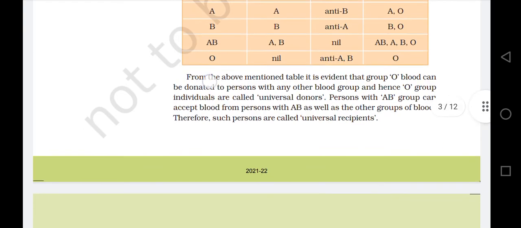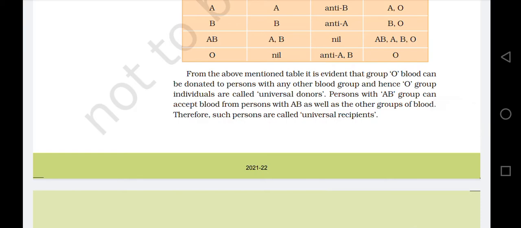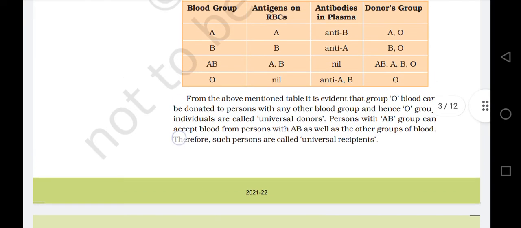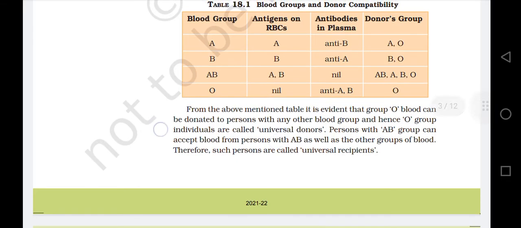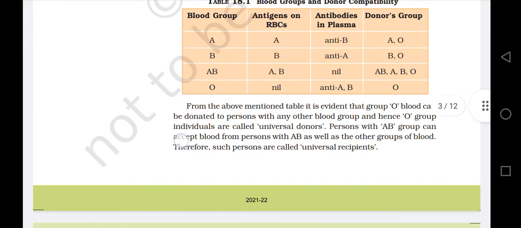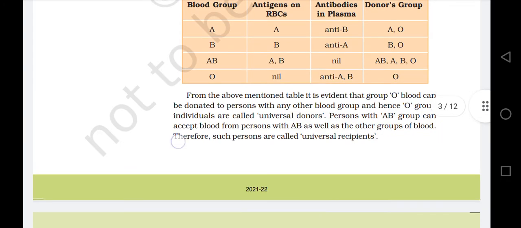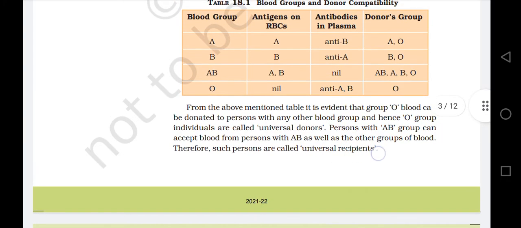From the above mentioned table it is evident that group O blood can be donated to persons with any other blood groups, and hence O group individuals are called universal donors. Persons with AB group can accept blood from persons with AB as well as other groups of blood. Therefore, such persons are called universal recipients.